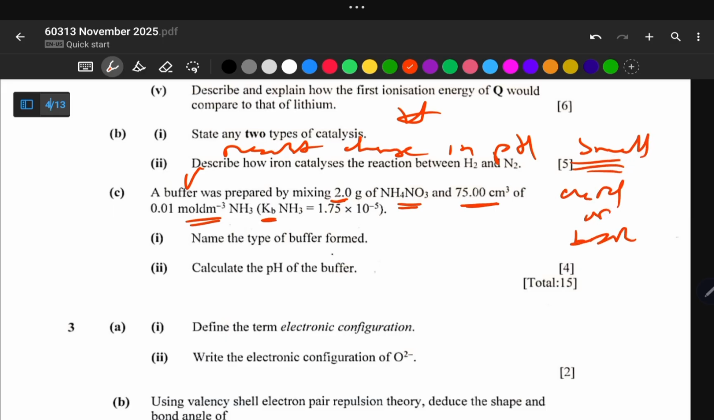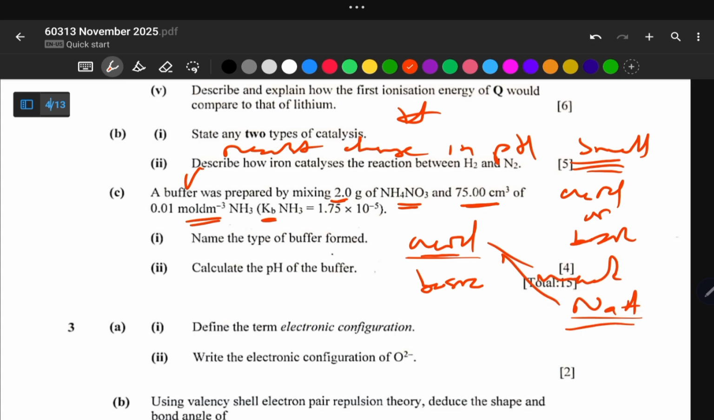So we have 2 types of buffers: an acidic and a basic buffer, right? In an acidic buffer, we are going to have a weak acid and a sodium salt of that acid. And then for a basic buffer, we are going to have a weak base, which is ammonia, and then an ammonium salt of that weak base, right?